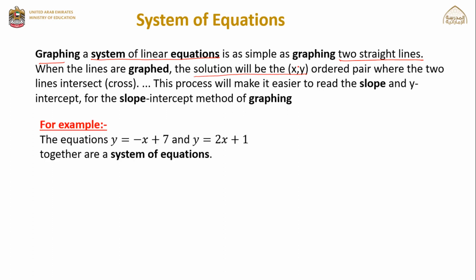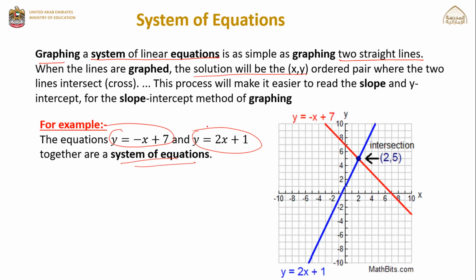We'll try with some equations. So here, the equations given together are called a system of equations. So using the slope-intercept form, you will be plotting them on a graph sheet and drawing the graph. You could see that those two equations intersect at a common point, 2, 5, which is said to be the solution of the system of equations.